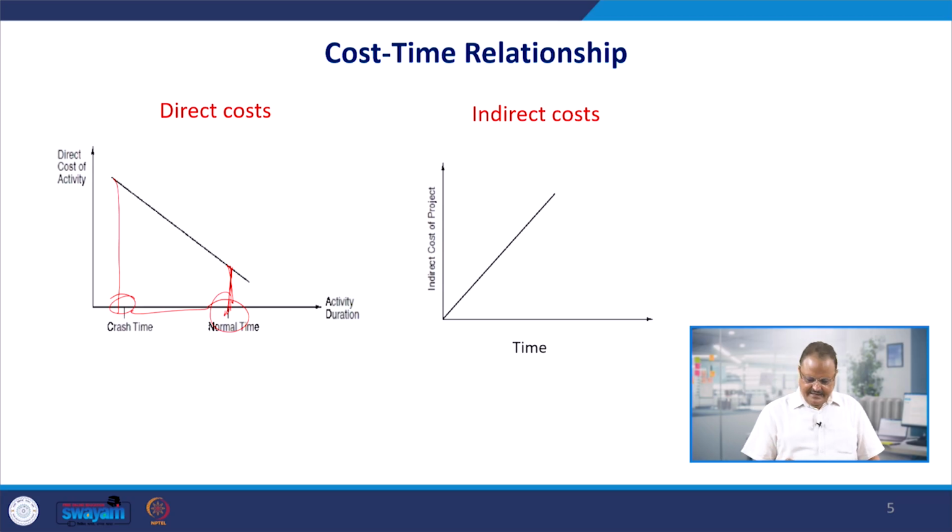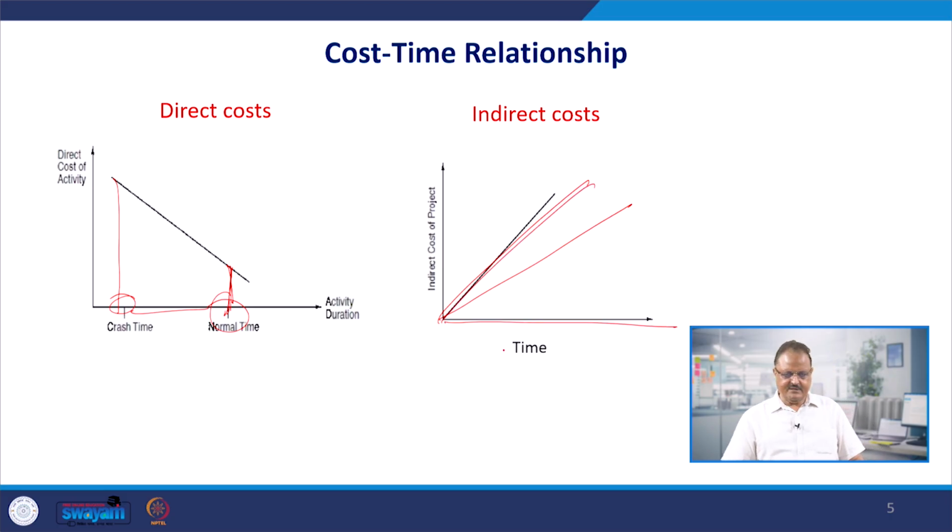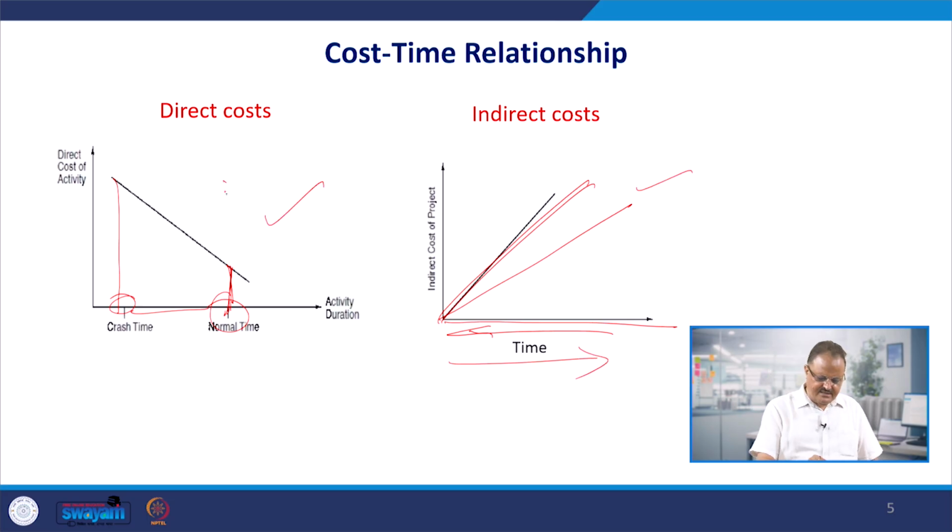Whereas in case of the indirect cost, it moves linearly with the time. This line is moving linearly with the time. So the longer the duration of the project, the higher would be the fixed indirect cost. But the shorter the duration of the project, it will come down to this side. This has the inverse relationship, this has the direct relationship. So direct cost has the inverse relationship, indirect cost has the direct, linear relationship. When you reduce the time, direct cost will go up, but this cost will come down.